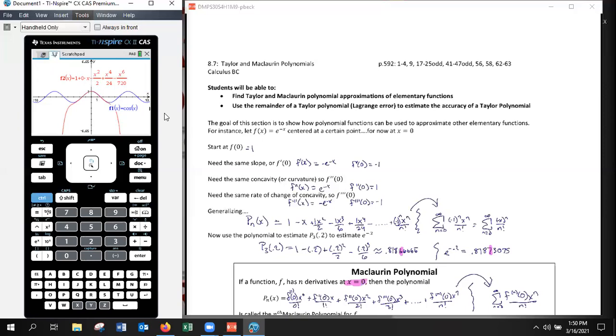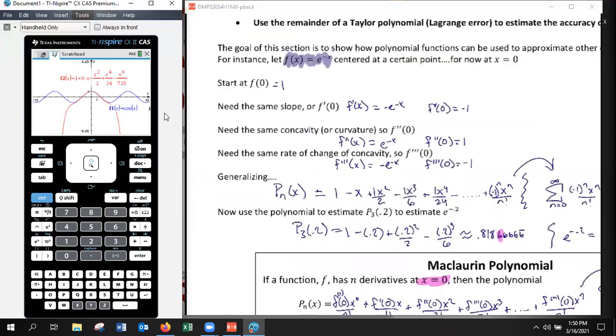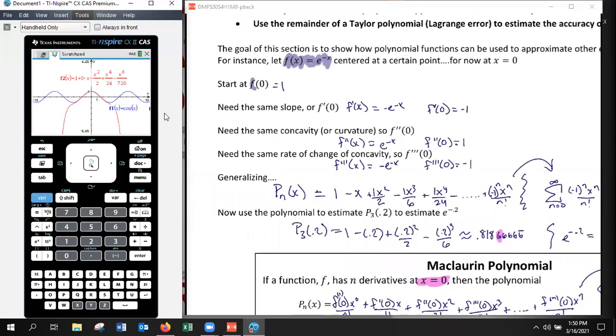So I'm going to start off with this function f of x equals e to the negative x. And just like I did on the graph over there, I said, okay, we need to start at a point, f of 0 equals 1, which is what I have. Same slope, so I found f prime, and then f prime of 0 is negative 1. So now as I'm building my polynomial, that would be f of 0. This is f prime of 0.